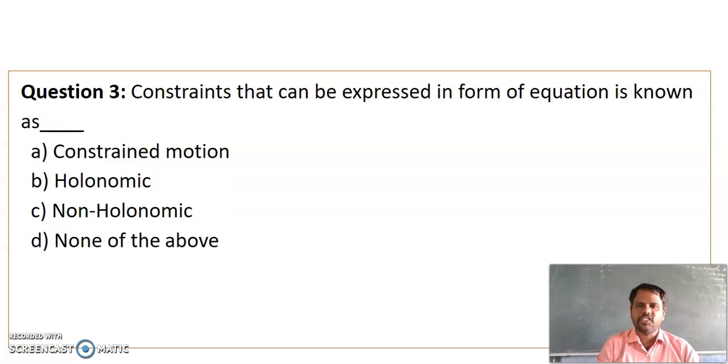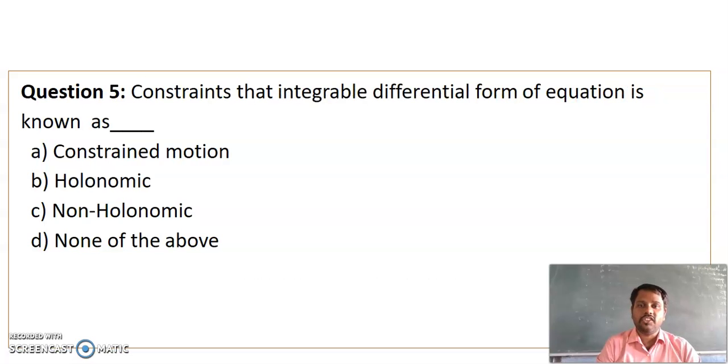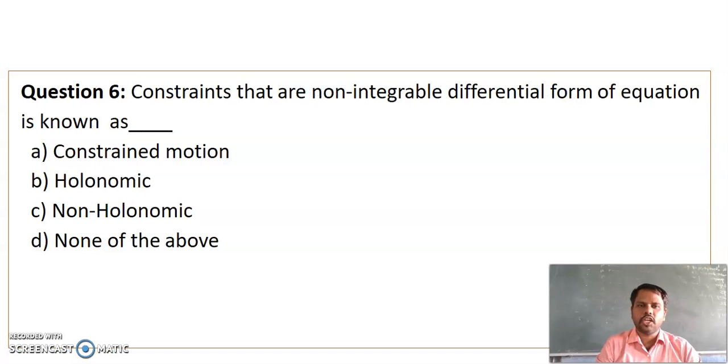Question number 3. A constraint that can be expressed in the form of an equation is known as what type of constraint? It is a holonomic constraint. Question number 4. Constraints that cannot be expressed in the form of an equation are known as non-holonomic constraints. Constraints that are in integrable differential form of equation are known as holonomic constraints. Constraints that are in non-integrable differential form of equation are known as non-holonomic.